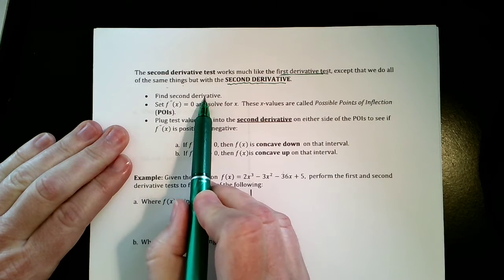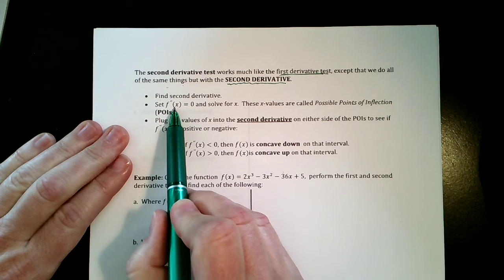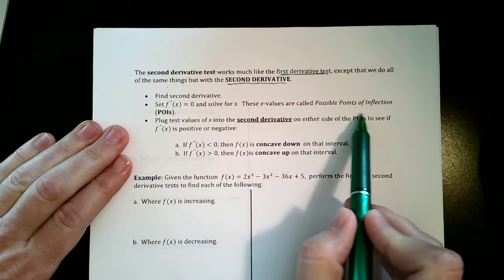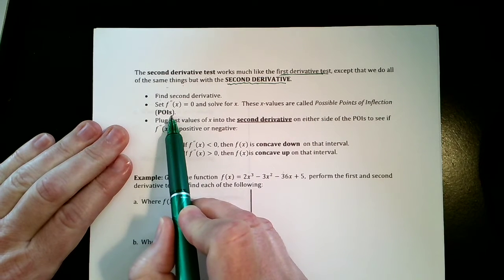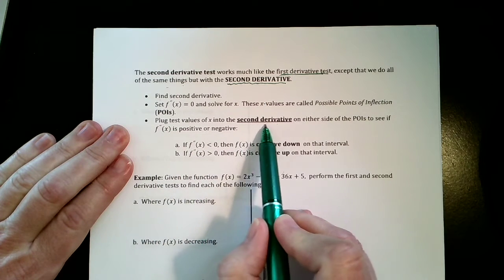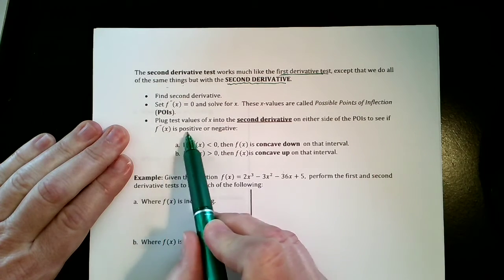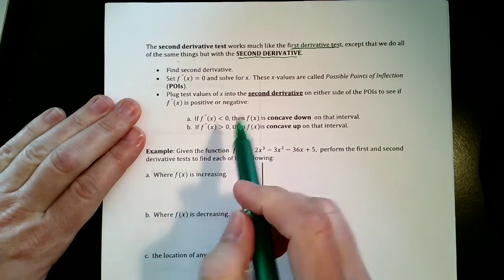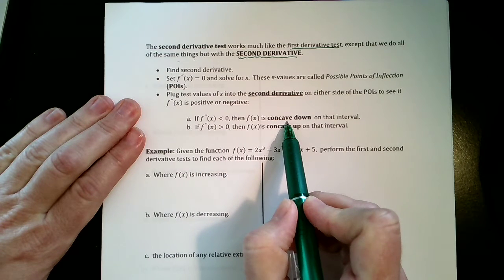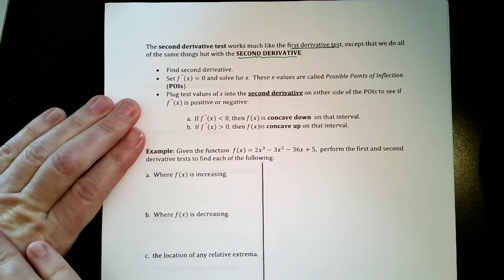We're going to find the second derivative, and remember you find the second derivative by finding the derivative of the derivative. We're going to set the second derivative equal to 0 and solve for x. The x values are called the possible points of inflection. We don't know if they're definitely points of inflection, but they are candidates. We're going to plug test values of x into the second derivative on either side of the possible points of inflection to see if the second derivative is positive or negative. If the second derivative is negative, then f of x is concave down on that interval. If the second derivative is positive, then f of x is concave up on that interval.